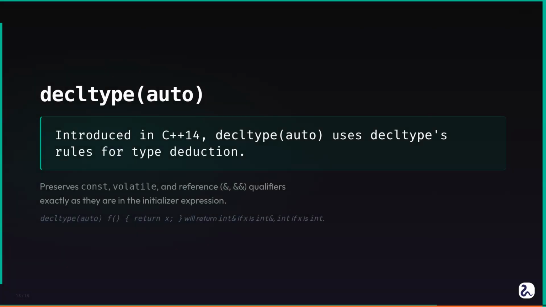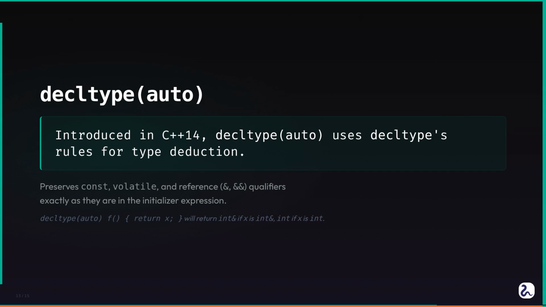This leads us to decltype(auto), introduced in C++14. If auto is like asking the compiler, what type is this value? Then decltype(auto) is like asking, what is the exact type of this expression, including all its references and constants. It combines the convenience of auto's syntax for variable declaration with the precise type deduction rules of decltype. This is incredibly powerful for perfect forwarding in generic code, where you need to preserve the exact type, including its value category and qualifiers, from an expression.